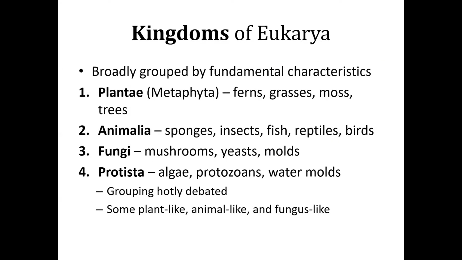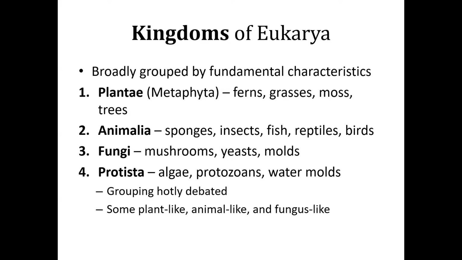We could look at kingdoms of bacteria and archaea, but in this class, we just focus on Eukarya. So the eukaryotes. Within the eukaryotes, this is being changed and updated, but for our purposes, we're going to use the 4-kingdom classification system. Plants being in Plantae, or Metaphyta for the botanists: ferns, grasses, mosses, trees.